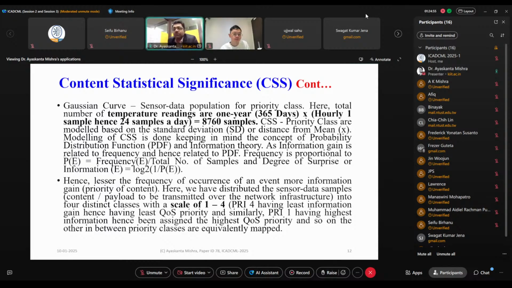From the distribution, we understand the amount of information lying in that particular data point in that temperature sensor. So based on that, we have segregated them into 4 priority scales, where priority scale 1 is the highest priority and priority scale 4 is the lowest priority. And our objective is to assign different network resources based on the priority of the sensor data.